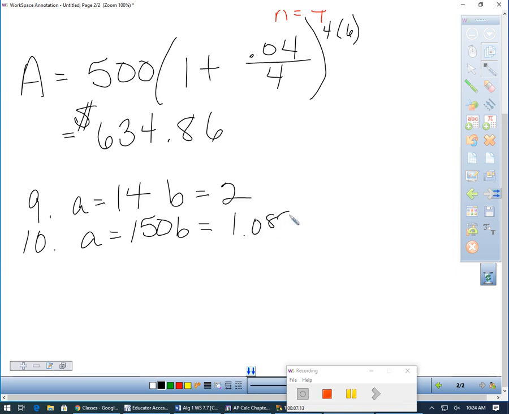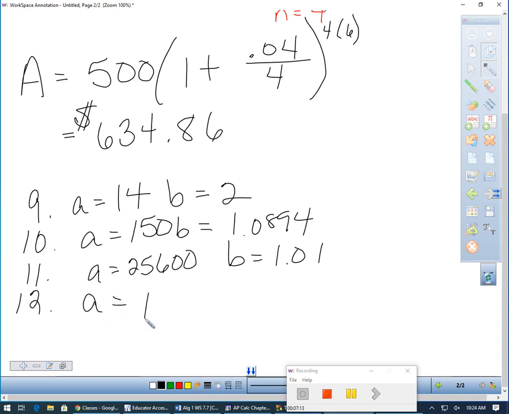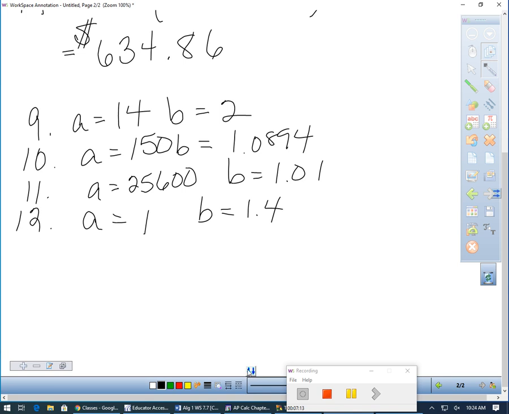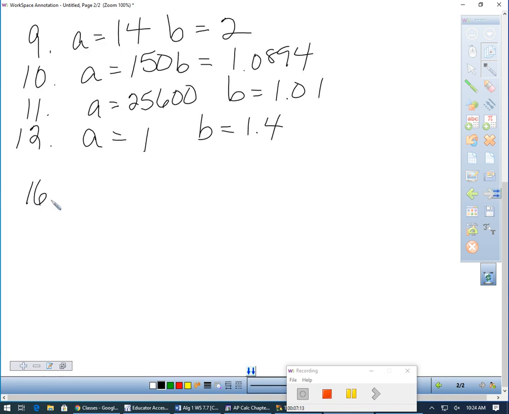1.0894. Number 11. A equals 25,600. B equals 1.01. Number 12 is A equals 1 and B equals 1.4. So are we good with all 4 of those? Awesome. All right, so we already talked about 13, 14, and 15, so I'm going to jump down to 16.